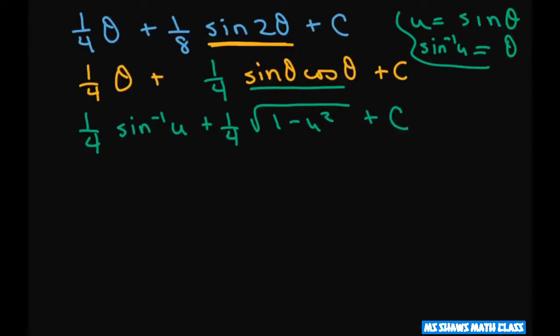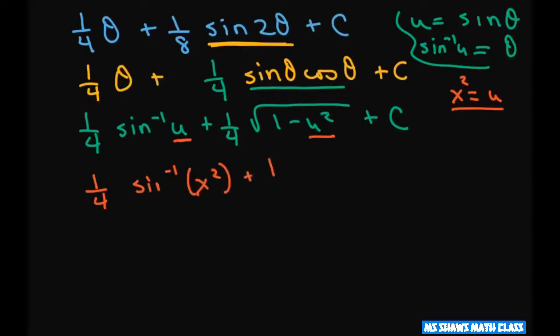Now, we've got to go back to x, so we're going to change all our u's back to x's. Remember, x squared was our u. So let's plug that back in so you can get 1/4 inverse sine of x squared plus 1/4 x squared times the square root of 1 minus x to the 4th plus c.